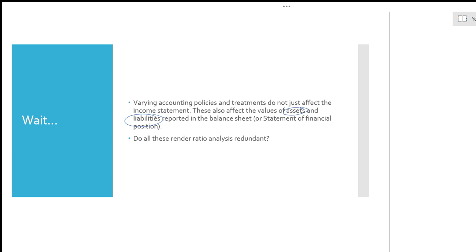So the question is that with all these different policies and treatments of the different companies, do they affect the way we study ratios? Do these affect and even make ratio analysis redundant? Now the answer is of course no, because ratios still remain the most convenient, most accessible way of studying the financials of a company.